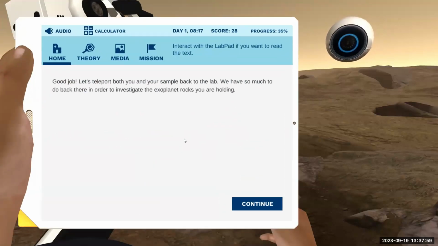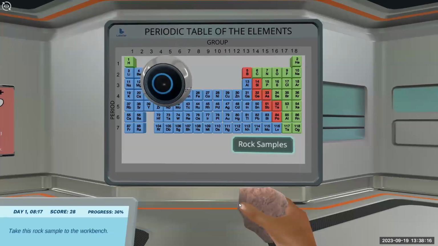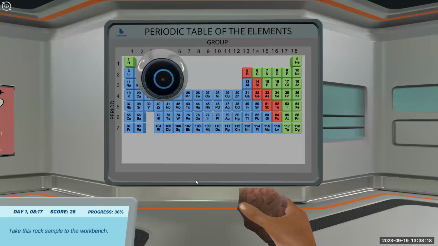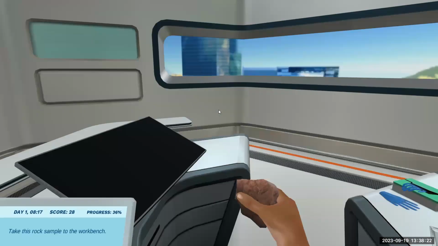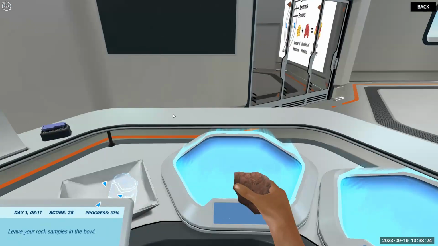Good job. Let's teleport both you and your sample back to the lab. We have so much to do back there in order to investigate the exoplanet rocks you are holding. I guess I found the meaning of life. Take this rock sample to the workbench. Leave your rock samples in the bowl.